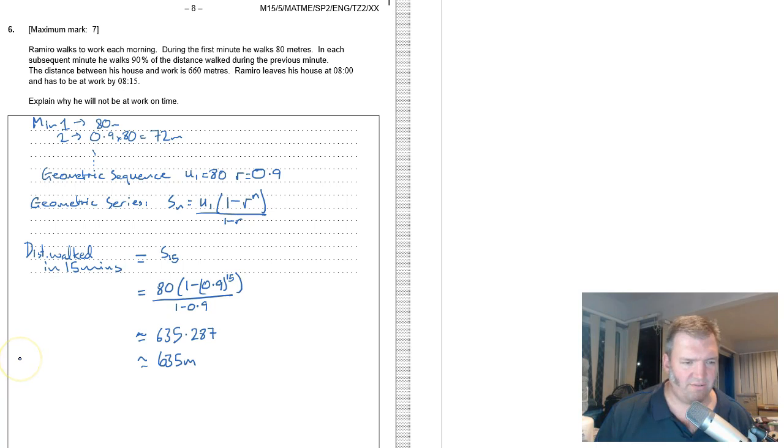And then you write a nice little sentence. Ramiro walks 635 meters in the first 15 minutes. Therefore, he does not make it to work, which is 660 meters away. There you go. The other way, of course, was to let that equation equal 660 and solve for the value of n. It's a lot more complicated. Don't be so hard on yourselves.